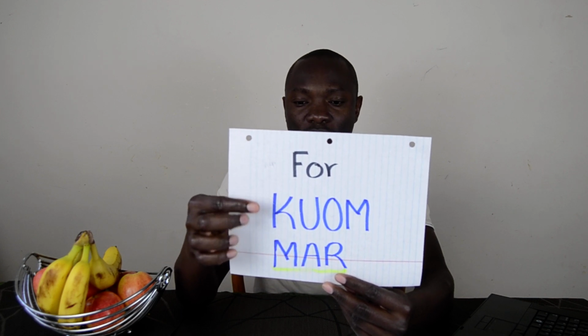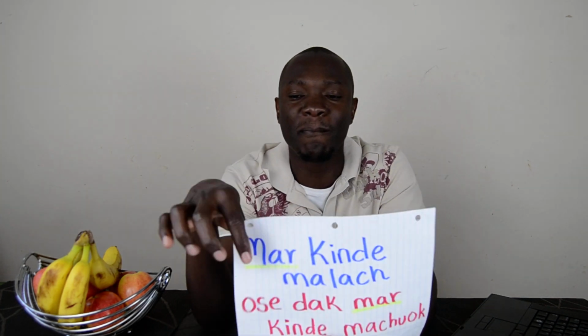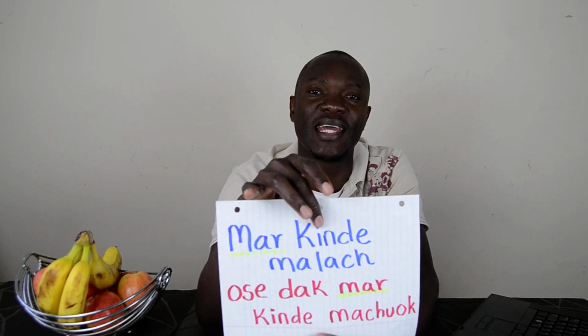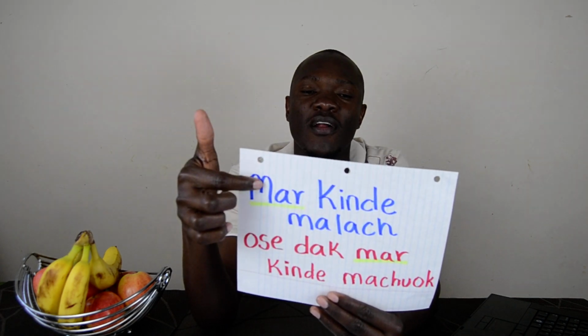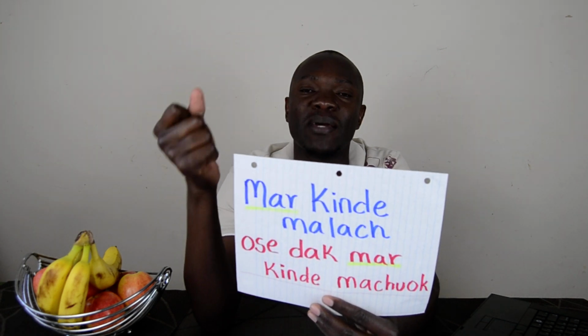The second conjunction is for, and for can be kuom or mar. M-A-R, not mar but mar and kuom. In a sentence, mar kinde malach. That means for a long time. Mar kinde malach.